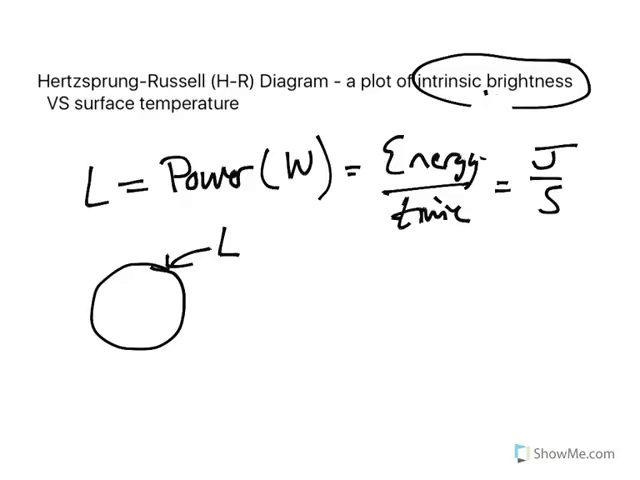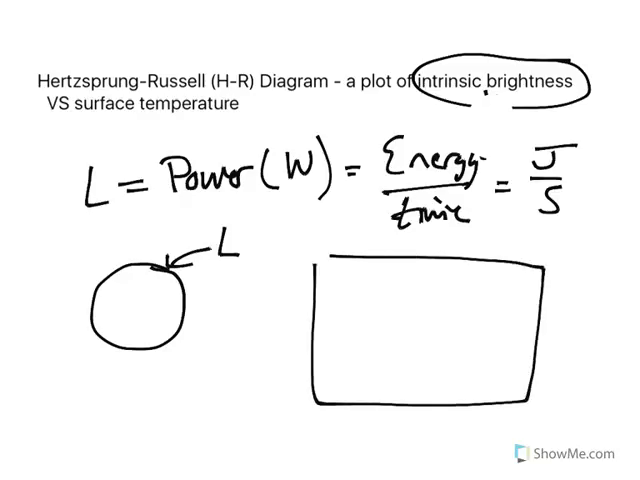And we want to compare this luminosity to the star's temperature at the surface of the star. So the HR diagram is a plot where we're comparing the luminosity of stars versus the surface temperatures of the stars.